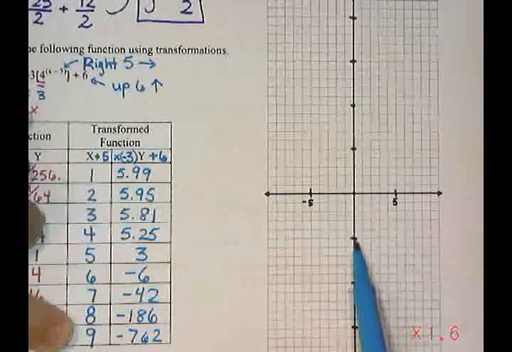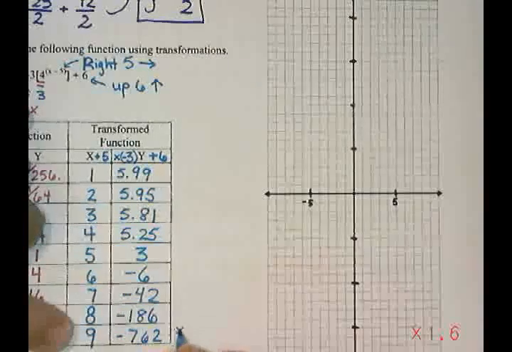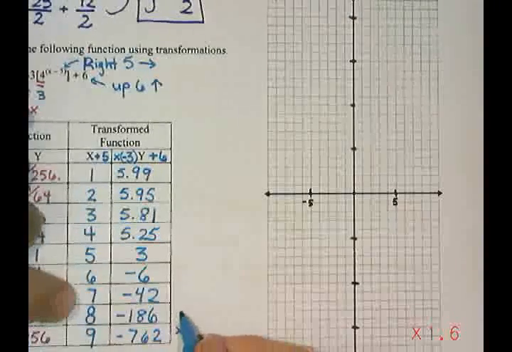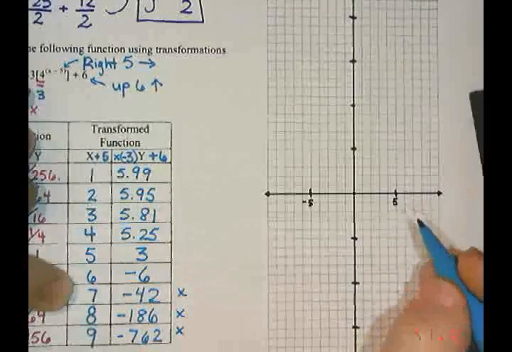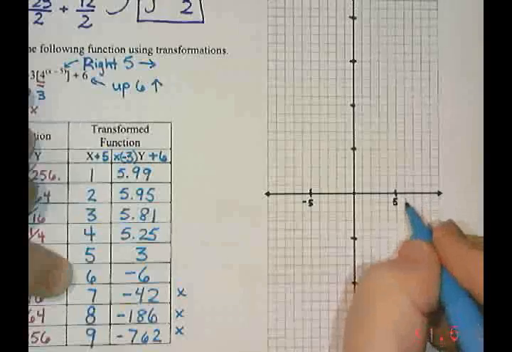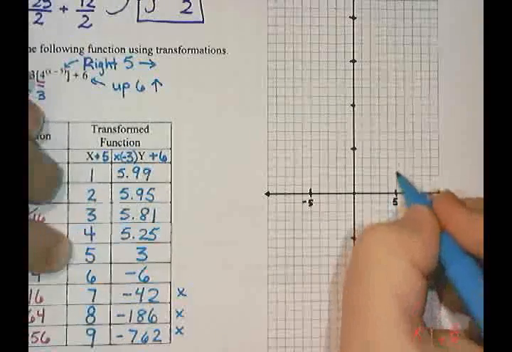On my graph, I can go to 5, 10, 15, 20, negative 25 total. So that's not going to go on the graph. Neither is the negative 186 or the negative 42. But I can plot 6 and negative 6. And then 5 and 3.